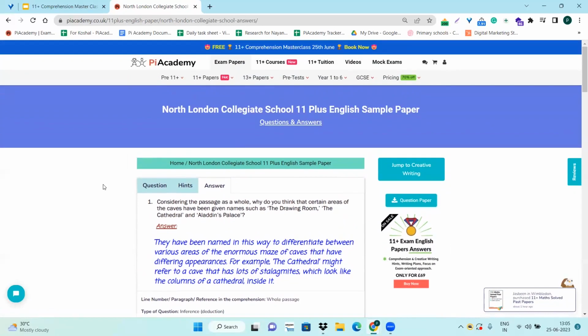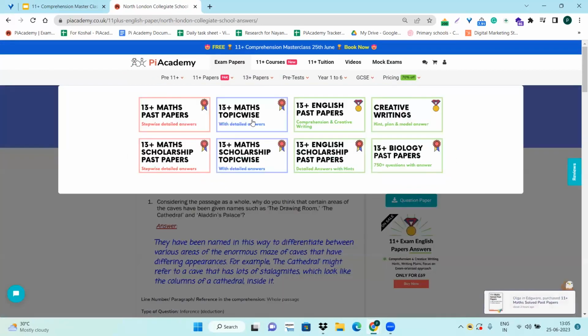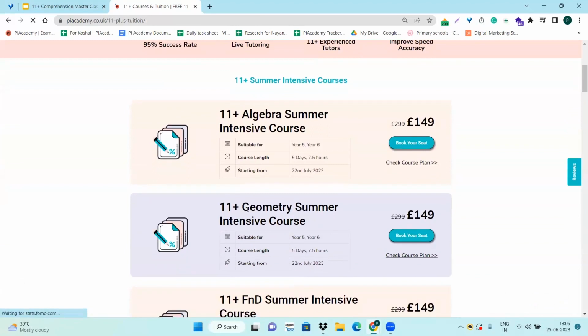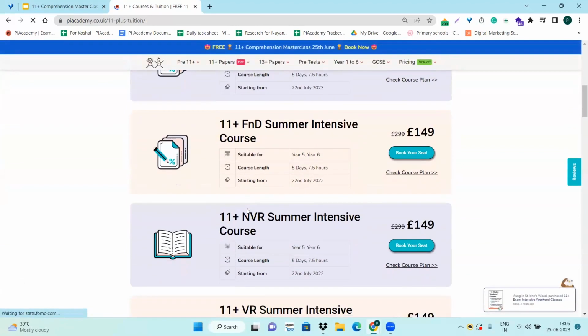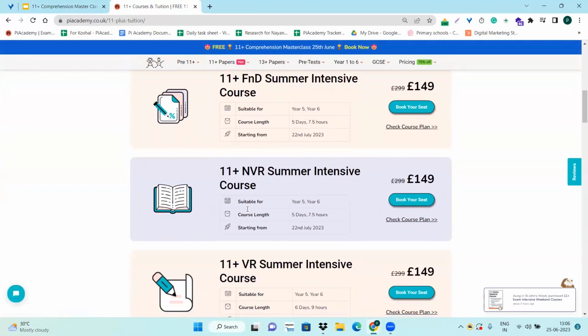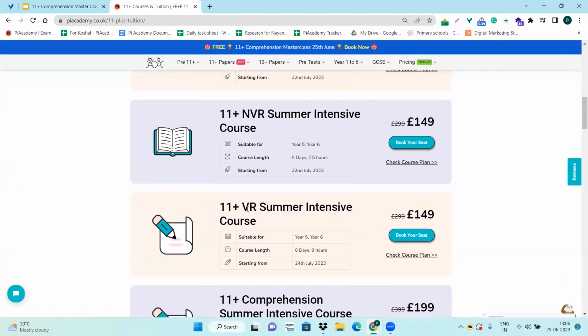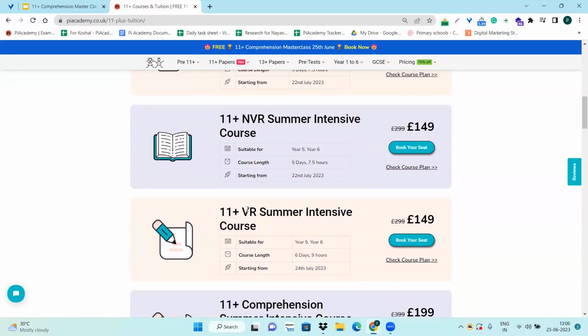Do you teach creative writing and verbal reasoning? Yes, definitely we do that. On our 11 plus courses page, you can see there are lots of courses available: algebra, geometry, summer intensive course, NVR course, and here we go, we do have the VR course as well. You can subscribe to our verbal reasoning course.